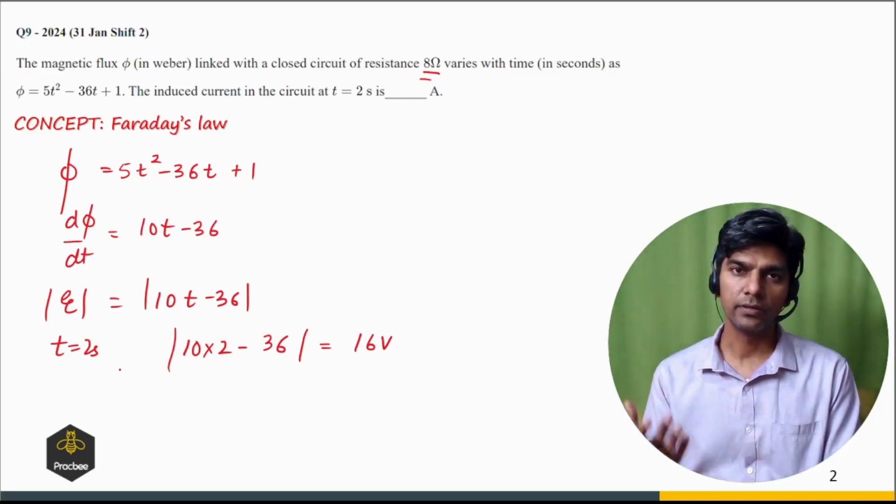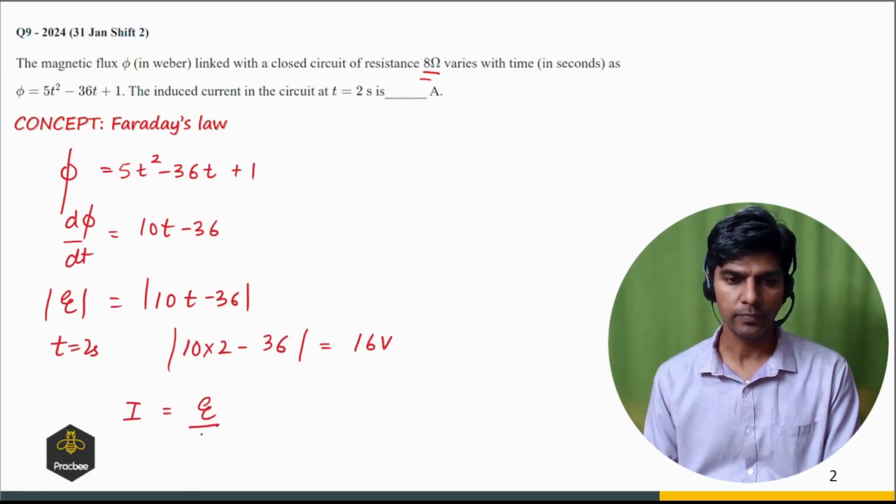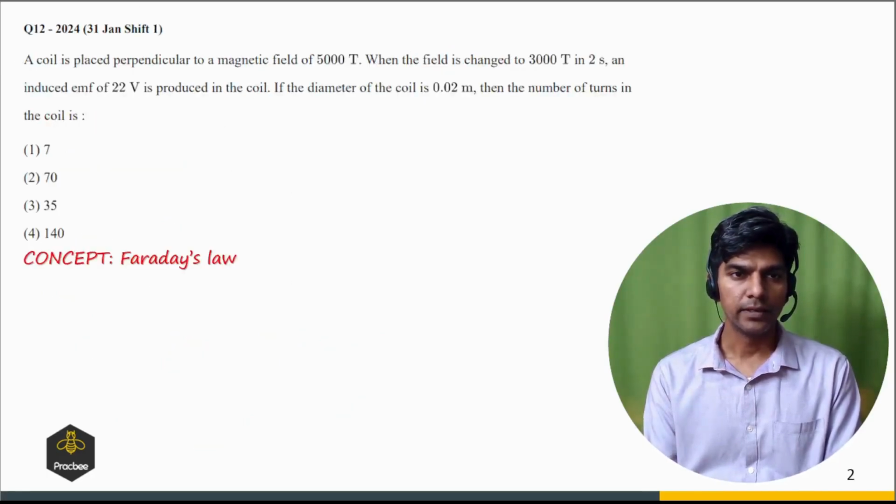Now we know the EMF induced. Now what is the induced current? So induced current will be induced EMF divided by the resistance. Now what is the resistance? 8 ohms is the resistance. So 16 divided by 8, so it comes out to be 2 ampere. So 2 ampere is the induced current. Let us see the next question.